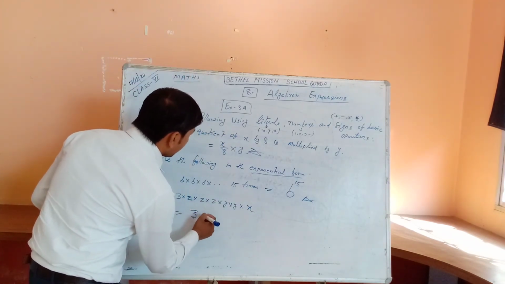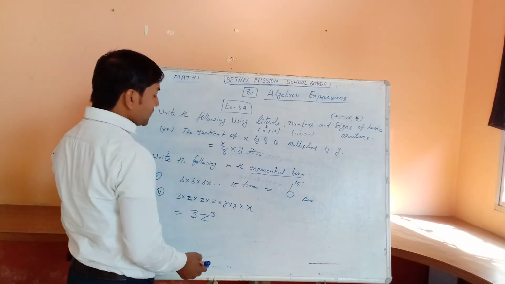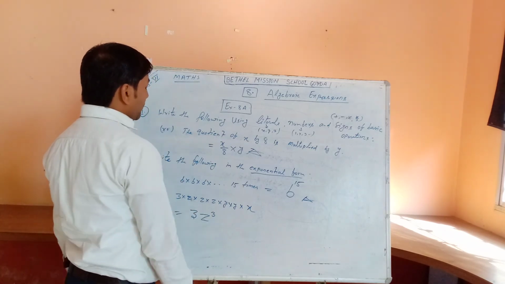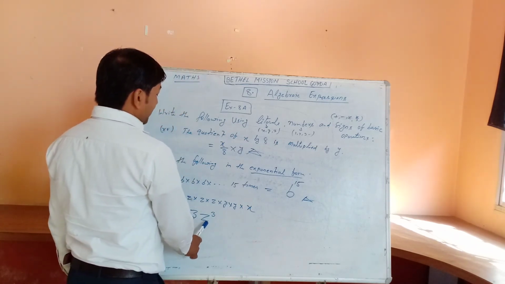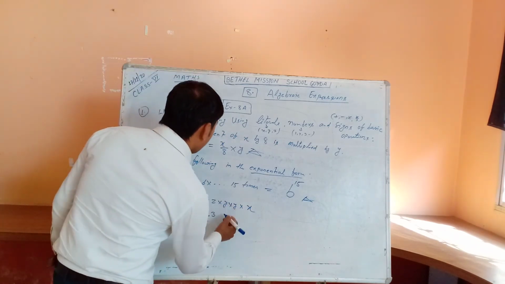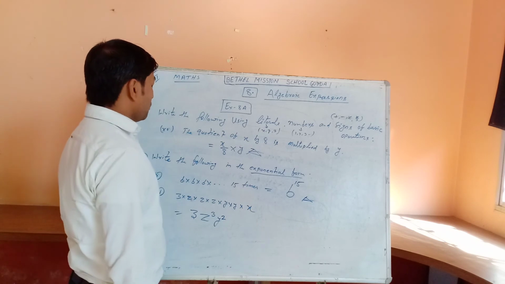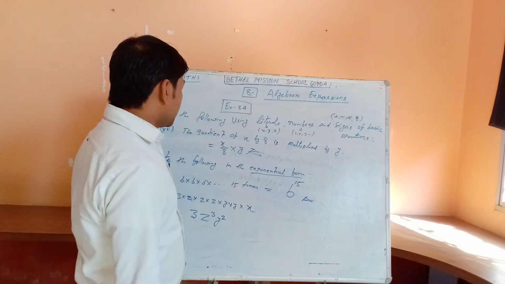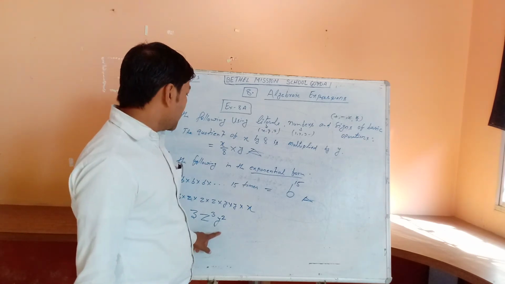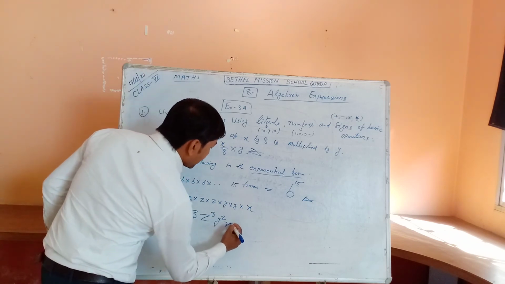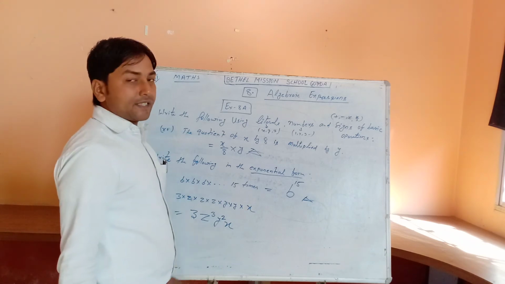Same here: 3 into z into z into z into y into y into x. First write 3 and z. How many z? 1, 2, 3. So give the power 3, z cubed. It is read as z cubed. And y: 1, 2, so we write 2 and read it as y squared. 3 z cubed y squared, and one is left, x. At last write the x. 3 z cubed y squared x.